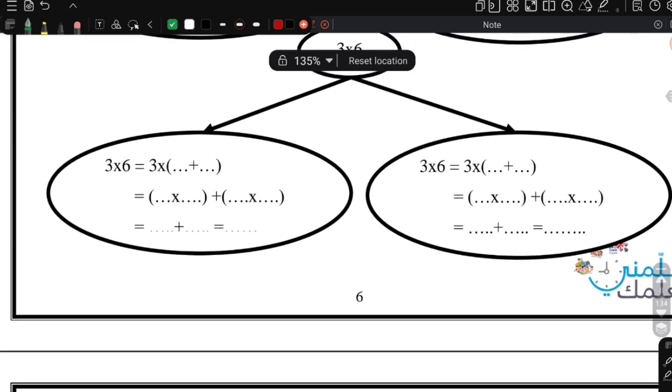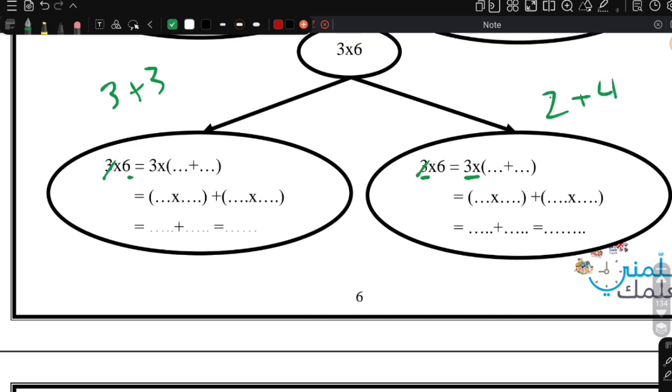The second one, I will do the same. Okay, he lets 3 stay the same. So I will let 3 stay the same here, here, here. I have 3. Okay, so I will make 6 the sum of 2 numbers. So 6, I will make it here 3 plus 3. And in the second one, I will make it 2 plus 4. Okay, this 6, I will make it 2 plus 4. Okay, and here 3 plus 3.